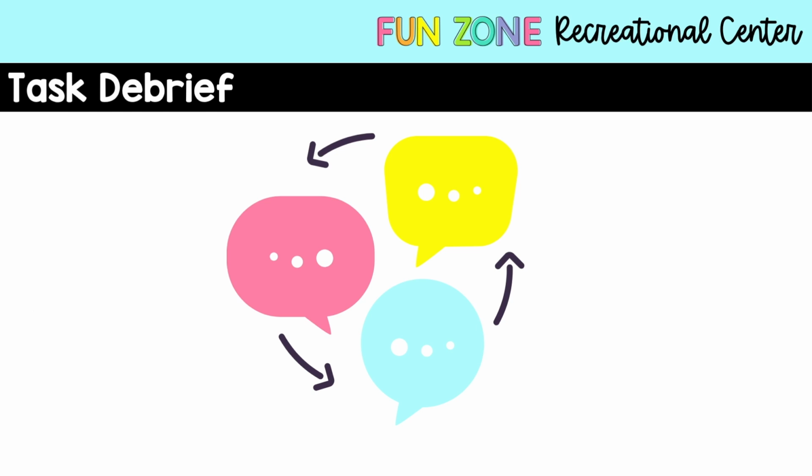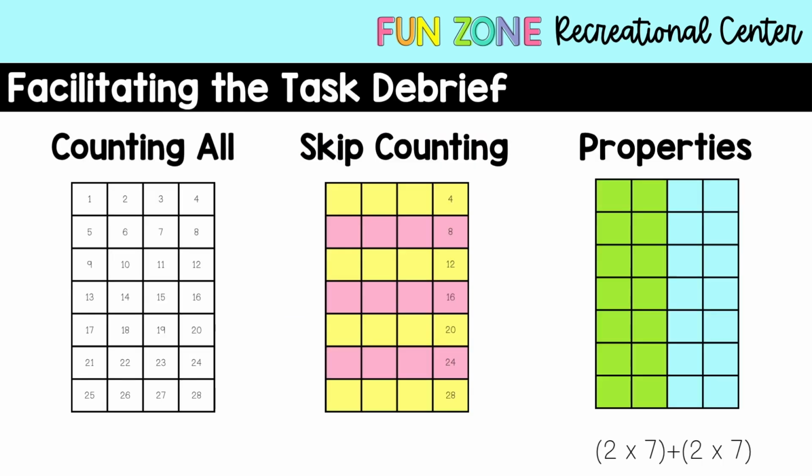During the task debrief, you will select student groups to share how they found the total number of tiles. Here's an example progression of strategies. Start by having a group that counted all, then a group that skip counted by rows or columns, and lastly, a group that used the idea of doubles explored during task 1 to efficiently find the number of tiles. Guide students in noticing that they all arrived at 28 tiles. However, the group that used doubles as a strategy was the most efficient.